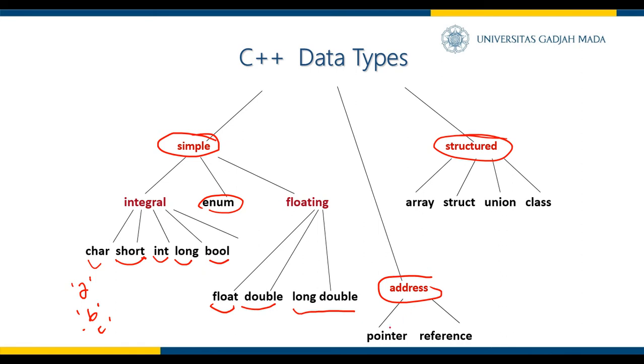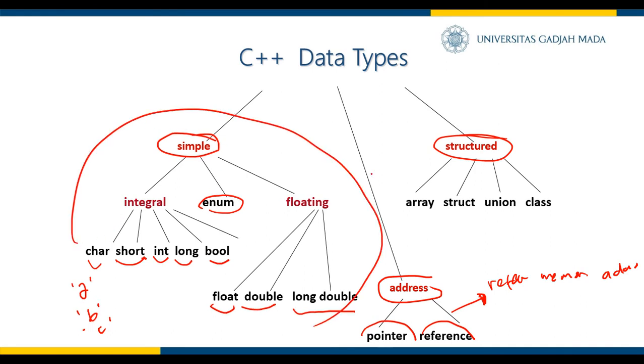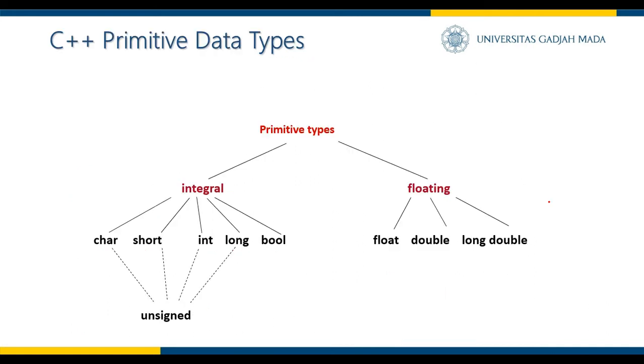As for the address types, we have pointer and reference. These data types refer to the memory address. And then the structure, we have a structured version of this simple type, such as array, struct, union, or also class. Here we can see that the primitive one consists of integral and float.